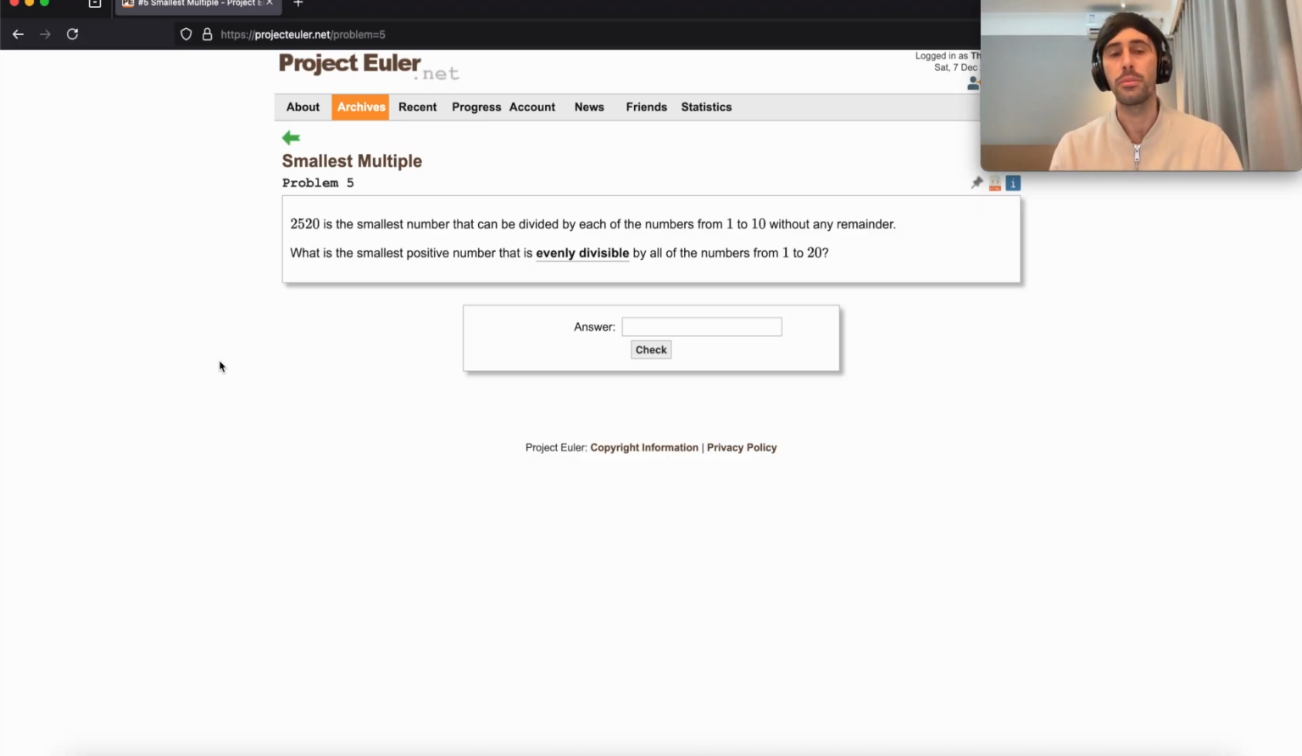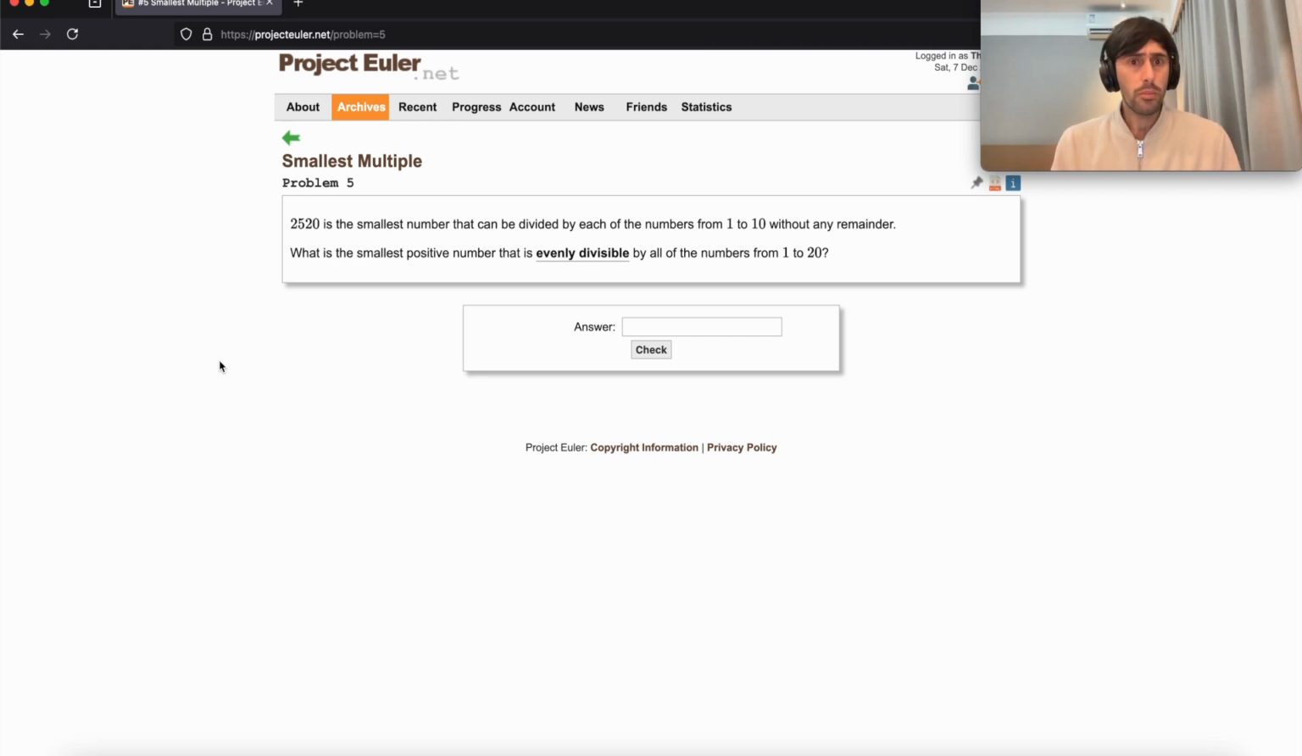This is problem number 5 from projecteuler.net, and the title of the problem is Smallest Multiple. 2520 is the smallest number that can be divided by each of the numbers from 1 to 10 without any remainder. What is the smallest positive number that is evenly divisible by all the numbers from 1 to 20?